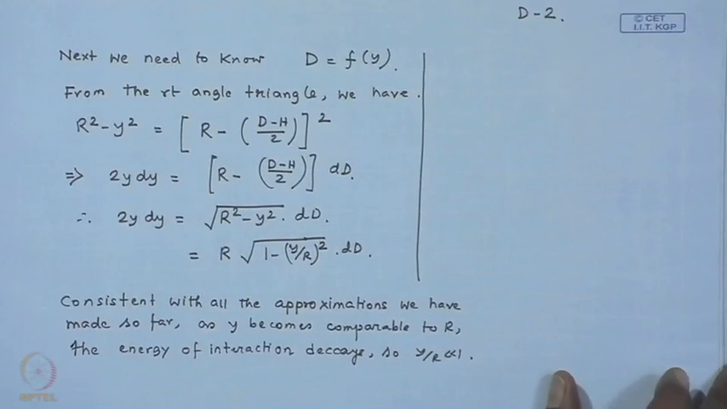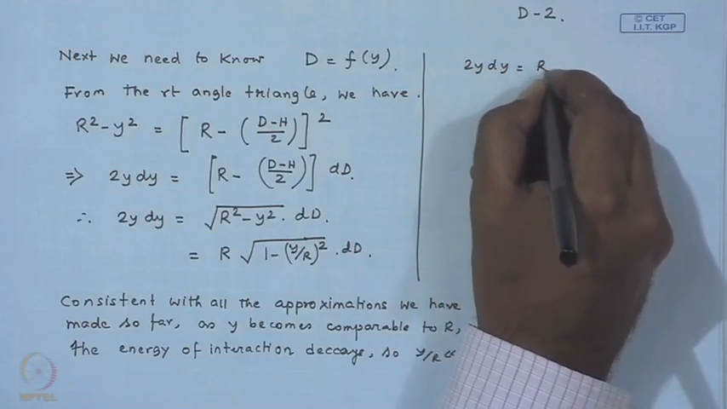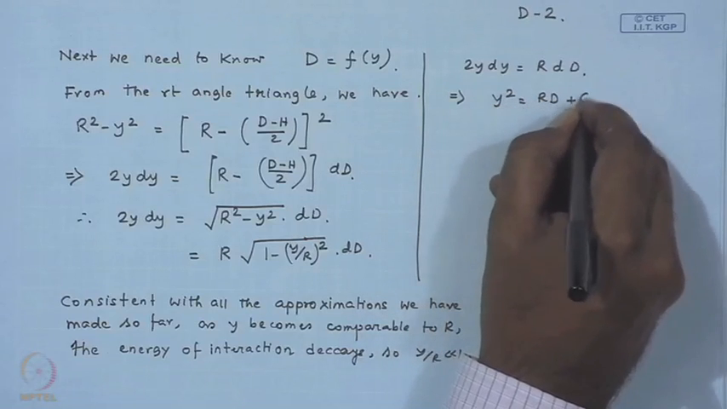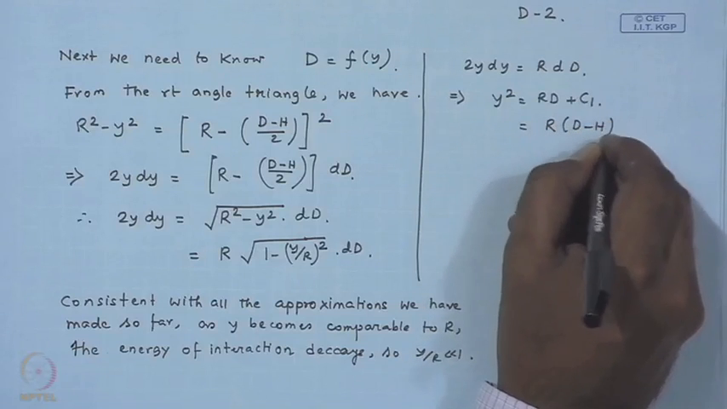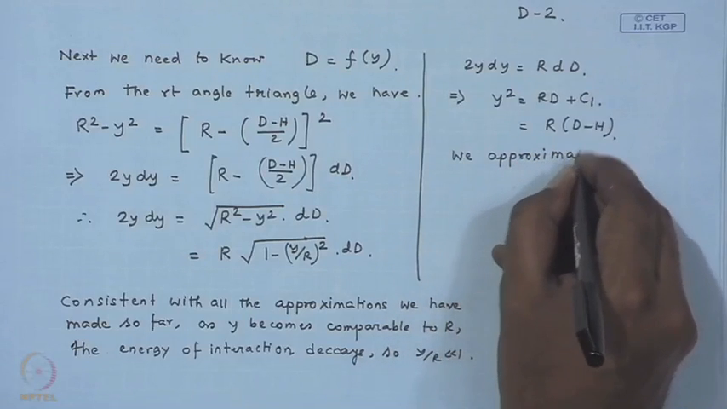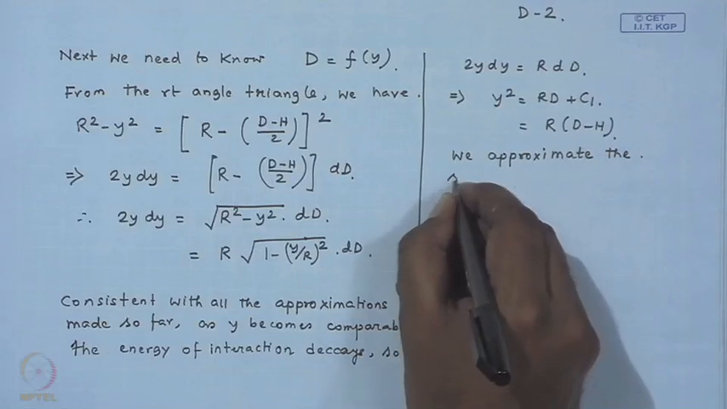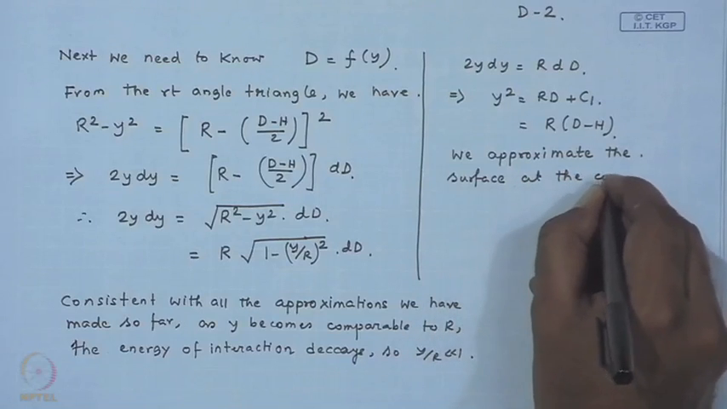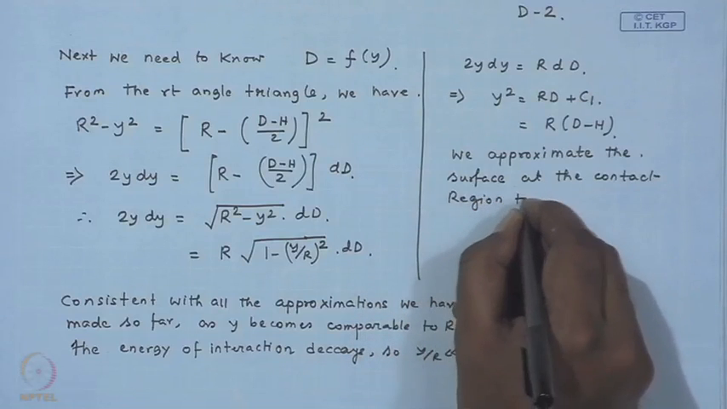And therefore, what we have is 2 y dy is equal to r d d, or in other words we get y square equal to r d plus c 1. We eventually can evaluate the constant as r into d minus h. So, we approximate the surface at the contact region to be a quadratic surface.